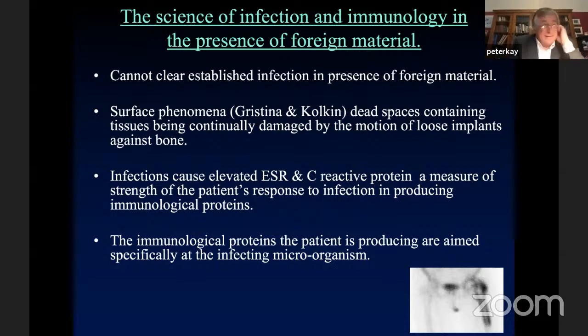So I actually almost believe that your ESR and your CRP are your friend in 1-stage revision, because that means the patient's immune system is really wound up to get rid of the very organism you want to get rid of. And when you then clear the dead space, fill the dead space, get rid of the infected material, you allow the blood supply to get in, you're then allowing the patient's immune system, as reflected by the ESR and CRP, to actually attack the very organism you want to get rid of.